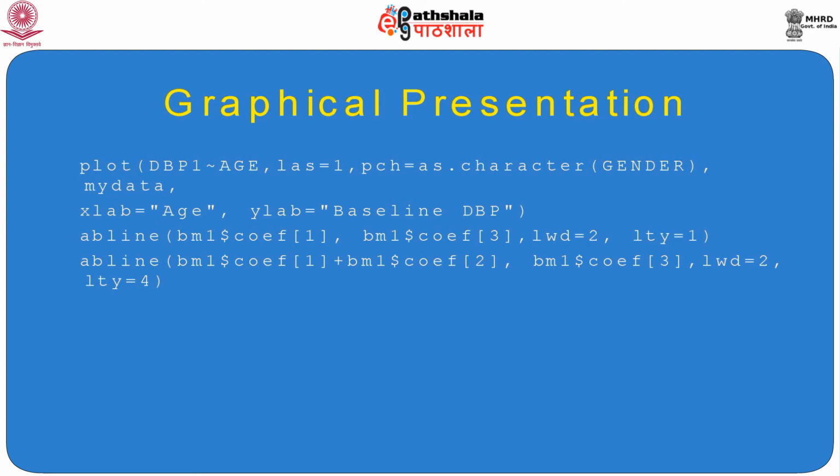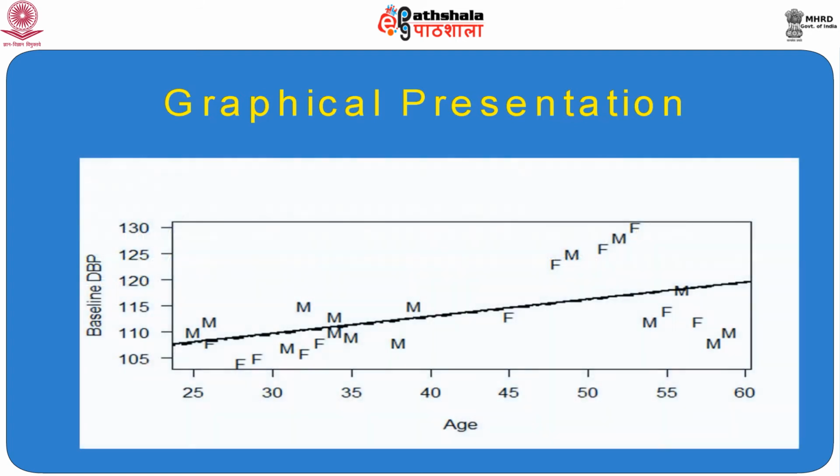For the graphical presentation, as the response or dependent variable we have considered diastolic blood pressure 1, followed by age, and pch is considered as the dot character for gender to segregate the data gender wise. The data set assigned as my data is given here, where xlab is assigned as age and ylab as baseline DBP. Now the abline function is used to add the bm1 coefficients 1 and 3 into the graph. Now see the plot.